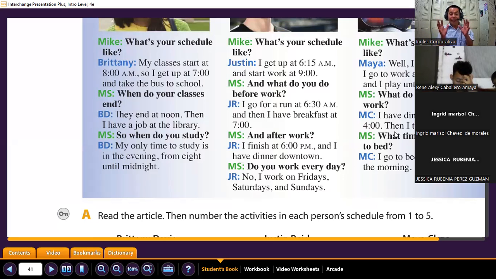Okay, so notice the schedules of the activities these people do every day, right? What about you? How are your activities every day? Okay, any question?